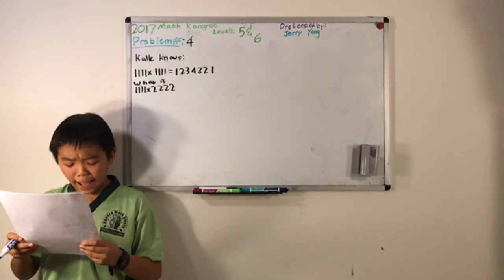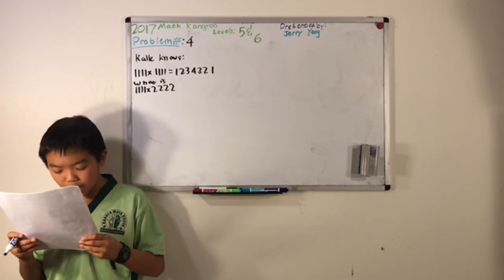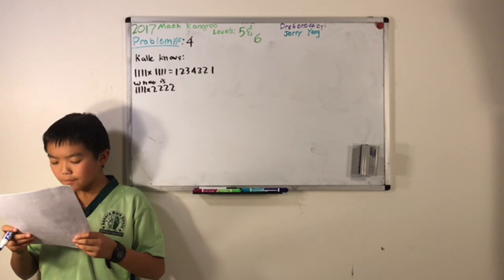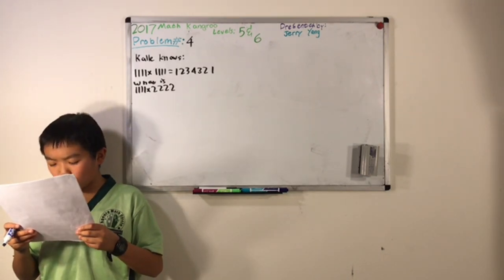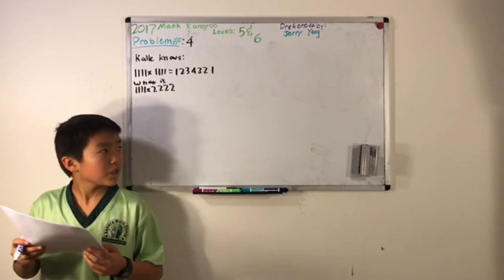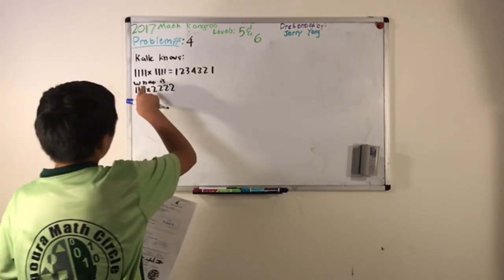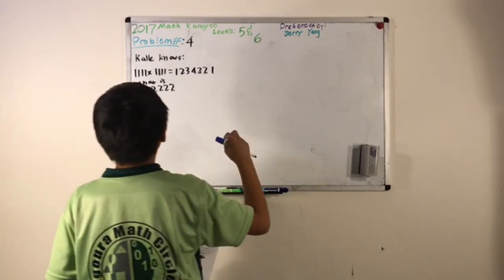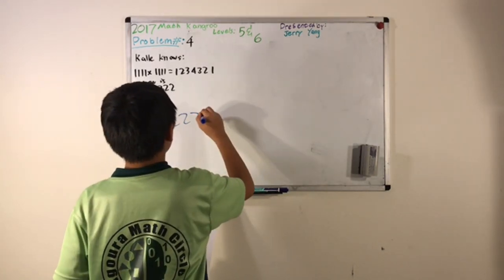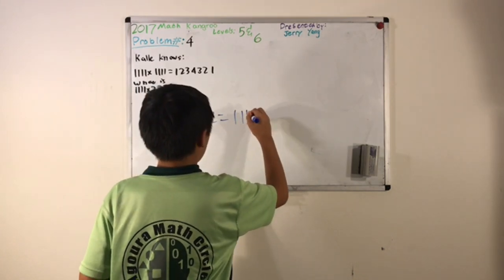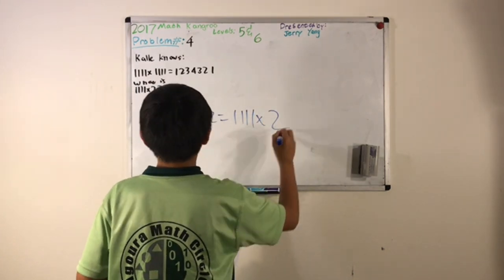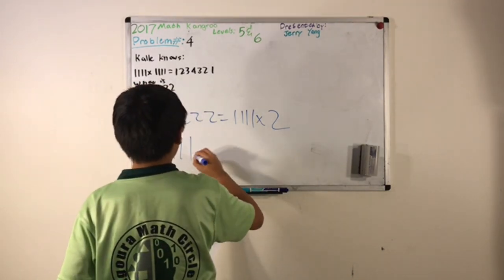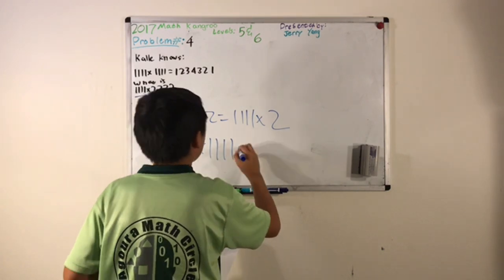Problem 4. Callie knows that 1111 times 1111 equals 1234321. How much is 1111 times 2222? So we know that 1111 times 1111 equals 1234321. And we know that 2222 equals 1111 times 2. So basically what we have here is 1111 times 1111 times 2.